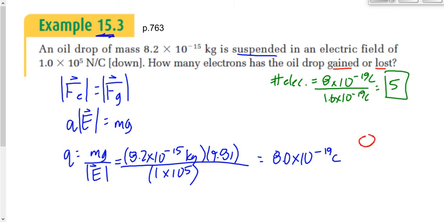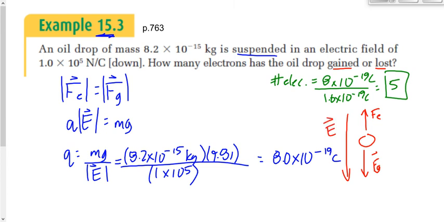We don't know its charge, positive or negative. It's suspended. That means that there must be an electric force up and there must be a gravitational force down. Otherwise, it couldn't be suspended. The forces have to be opposite each other to be suspended. There is an electric field down.